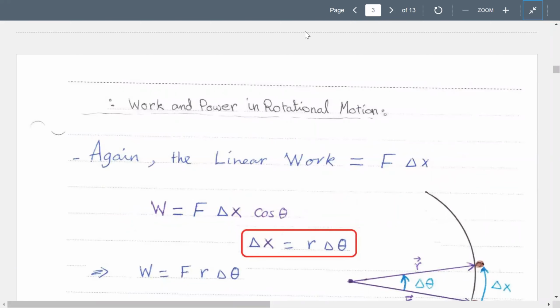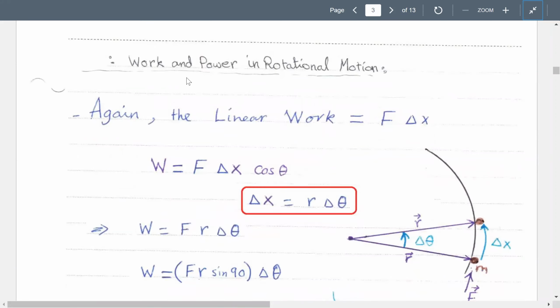Now I'll move to work and power. You remember that we talked about work in linear motion, which is F multiplied by X by cosine theta. Assume that cosine theta is equal to 1 if theta is equal to 0, because the force is in the same direction as the change in position. So this is the linear work. We know it from before.